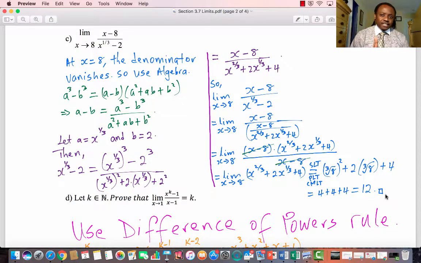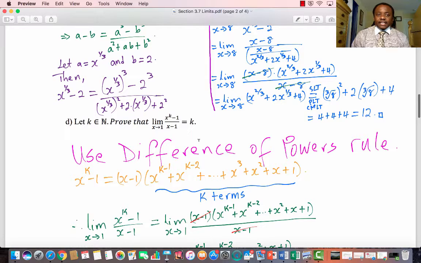Very important: the difference of powers formula. We're going to use it one more time. Let k be a natural number. Prove that the limit as x approaches 1 of x to the k minus 1 divided by x minus 1 equals k. Again, if I attempt substituting 1 for x, the denominator vanishes.